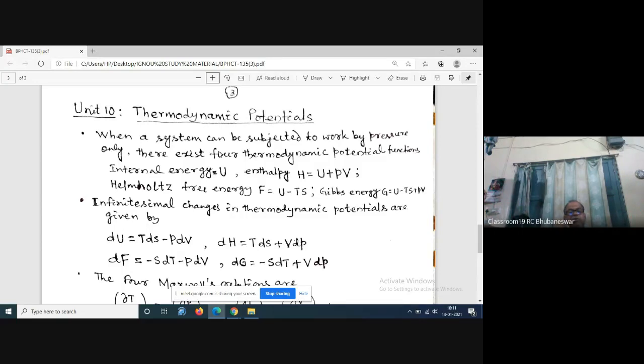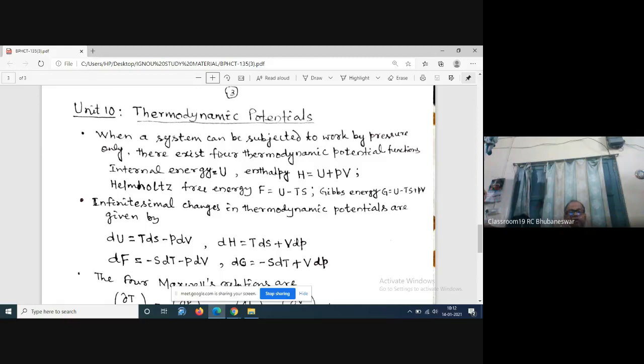F equal to U minus TS. U is the internal energy, and TS is the heat Q, that is energy. The Gibbs free energy is U minus TS plus PV, that means F plus PV, where F is U minus TS.